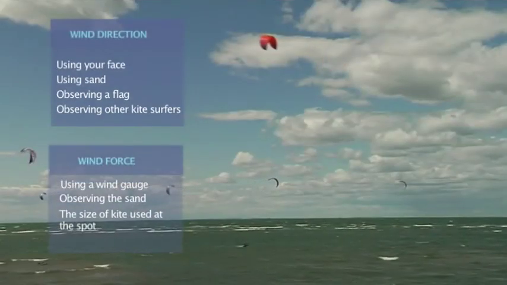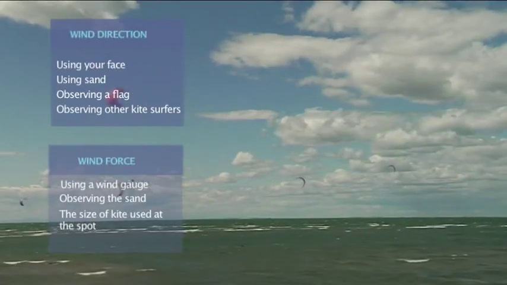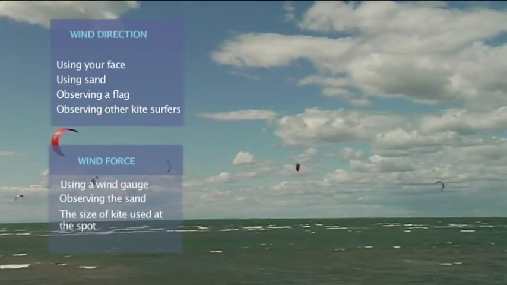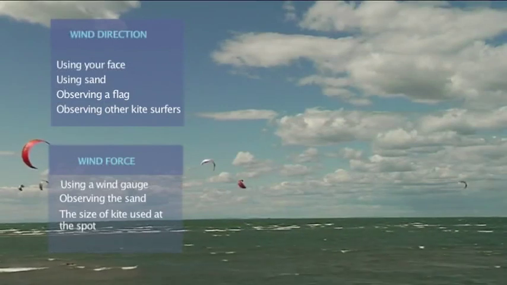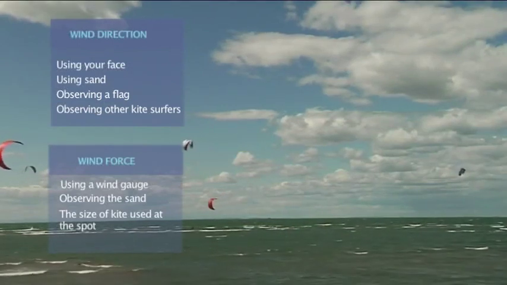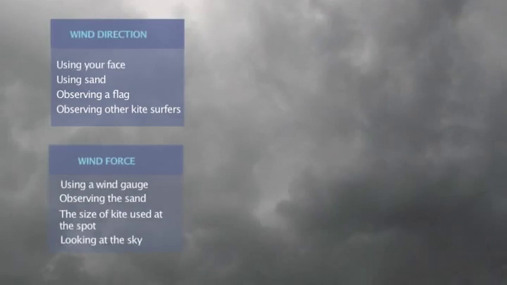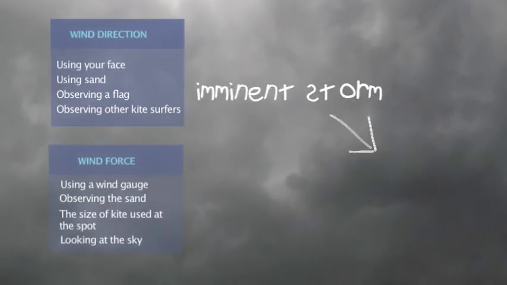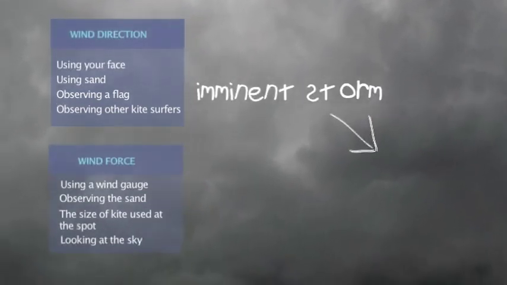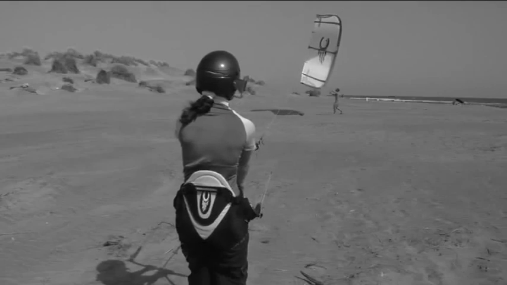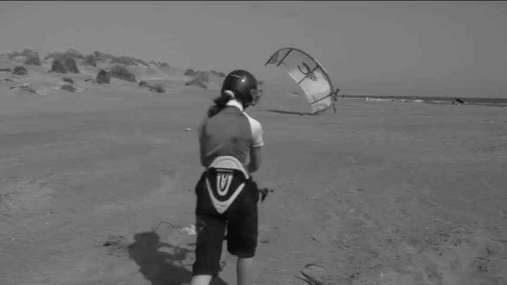The size of the kite used at the location may be a good indication, but the technical level, skills and weight of the rider must also be taken into account. Likewise, you may simply look up at the sky to predict a sudden gust of wind. For example, a large black cloud approaching a kiting location means that you should probably put your kite down and wait. Wind speed may be expressed using different scales.